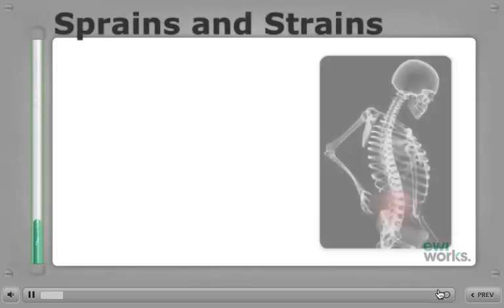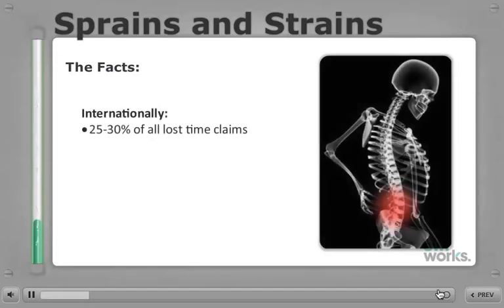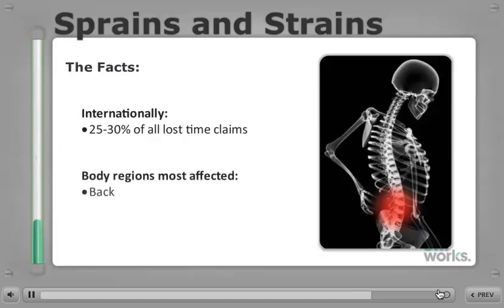So how common are strains and sprains? Strains and sprains represent 25 to 30% of all lost time claims. Unfortunately, that does not give us the complete picture of the impact of sprains and strains. In many cases, the injury does not become a lost time claim, but still impacts the individual and how they perform their job tasks, resulting in a modification of the task or change in job duty. The areas most affected by strains and sprains are the lower back, shoulder and arms, primarily the elbow and wrist.